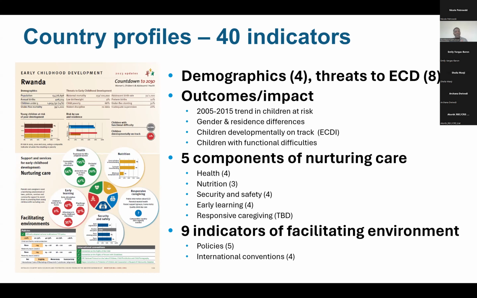So all I have been explaining in terms of the number of indicators, for environment, for components of nurturing care, for outcomes, demographics, is what you see on my left. So I'm not going to deep dive now, but we just want to highlight that this exists, and you can go to the profiles and you can get the details where your country is.